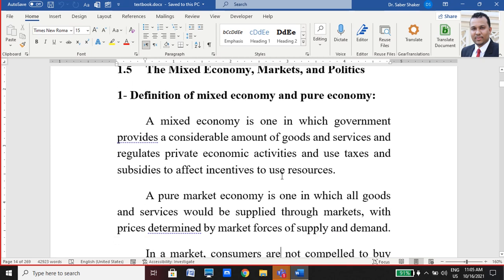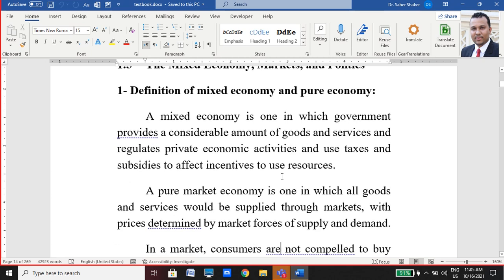Mixed economy definition and pure economy. As we mentioned before, the mixed economy is one in which the government provides a considerable amount of goods and services. At the same time, the government regulates private economic activities and collects taxes and subsidies to affect incentives of resources. So this is a mixed economy. In general, it is the relationship between the private sector and the public sector.